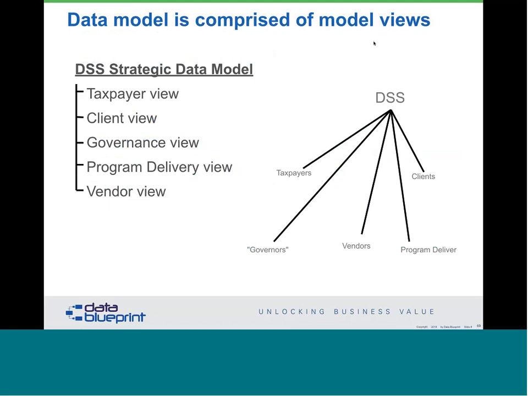This is the state of Virginia. It's our Department of Social Services. So our strategic level data model, our information architecture for it, was viewable from a couple of different perspectives: taxpayers, clients, governance, program delivery, and vendor perspectives.